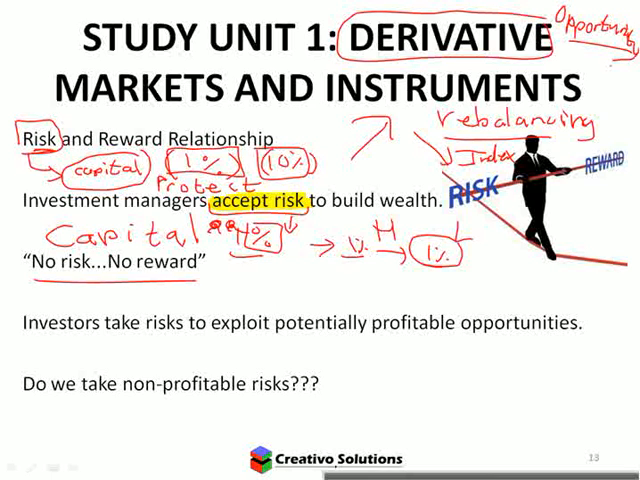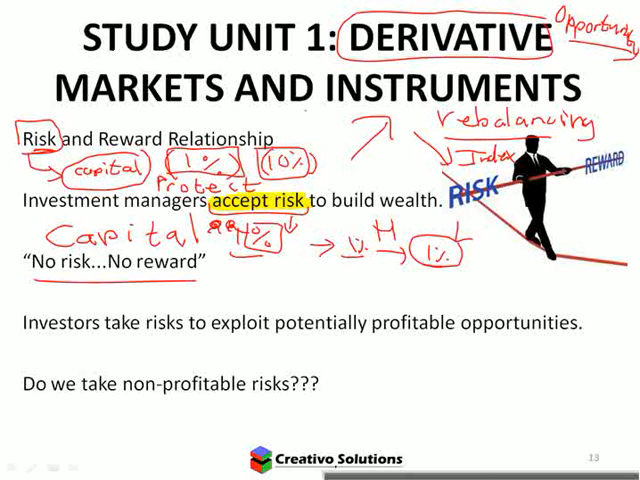Because now instead of only buying gold, I can buy ETFs in gold, I can buy derivatives in gold, futures in gold, forwards in gold, options in gold, whatever I like. It creates a better market. It creates a more efficient market because now there are more products in the market.